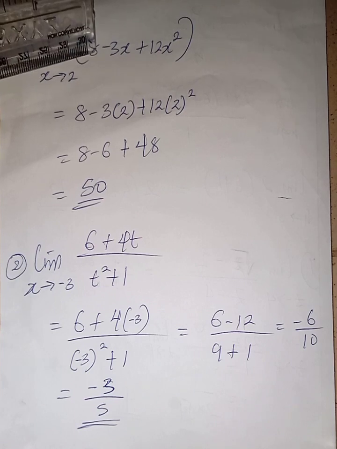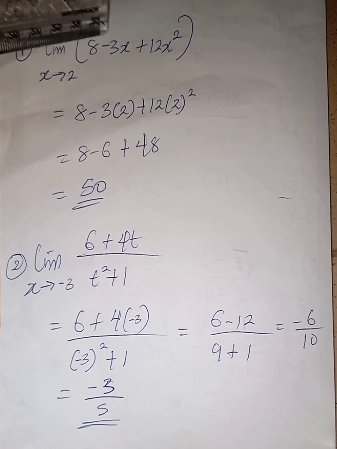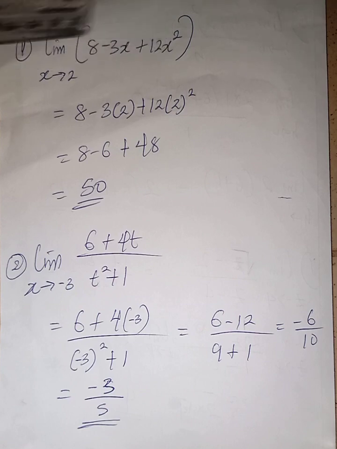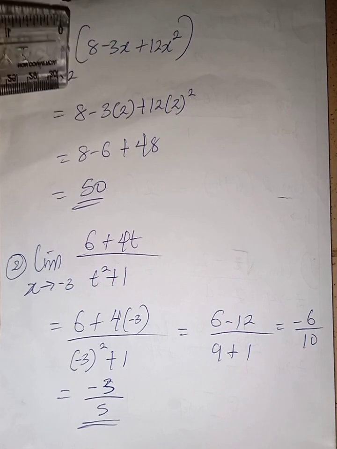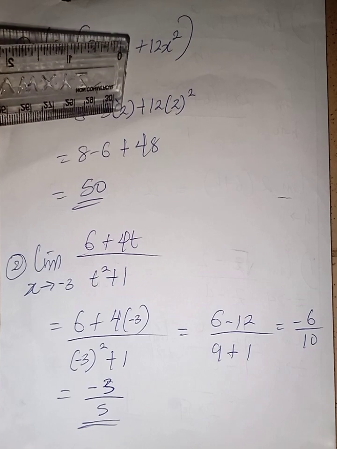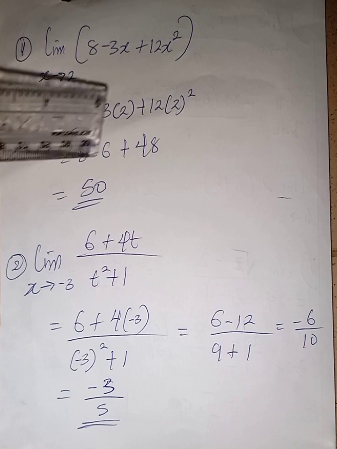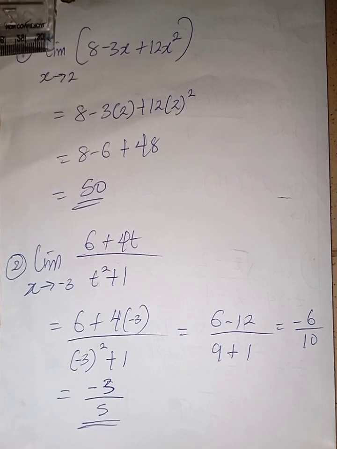This is a polynomial function, we all know. So I told you guys in our first video that the first procedure in limits is to substitute 2 into any place you are seeing x here. Substitute 2 in this place and this place, and you're going to have 8 minus 3 times 2 plus 12 times 2 squared. If you evaluate it, you're going to have 50. That will be the answer to this particular problem.